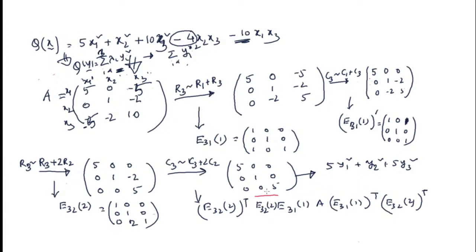E32, okay. Oh, is it 1? Okay, this is a silly mistake. Now it is okay. So this is the operation.